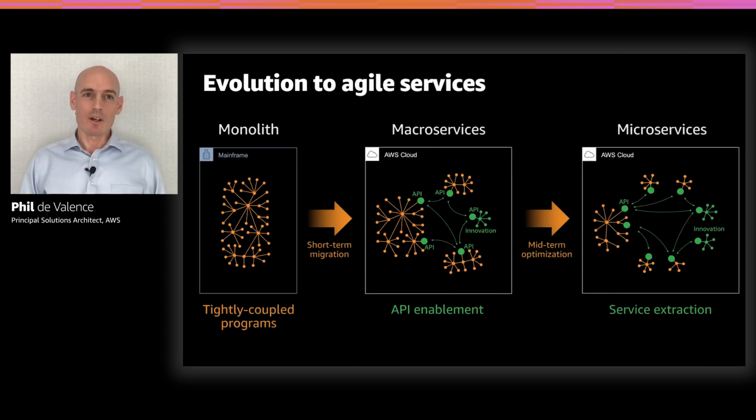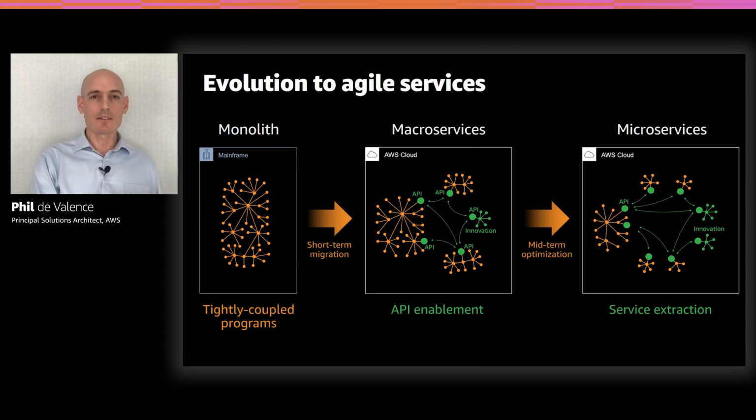This is the overview of how we fast-track mainframe workloads towards agility. It's an evolution from the mainframe to agile services. It follows the tenets we just described. It starts from the left-hand side. You can see the mainframe monolith. It has tightly coupled programs calling one another.